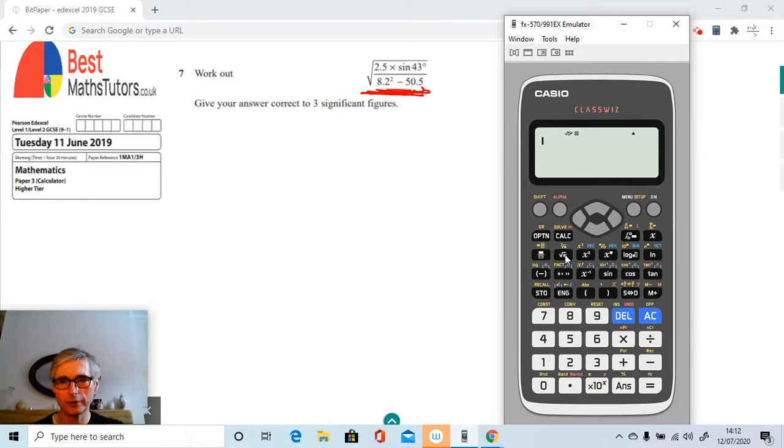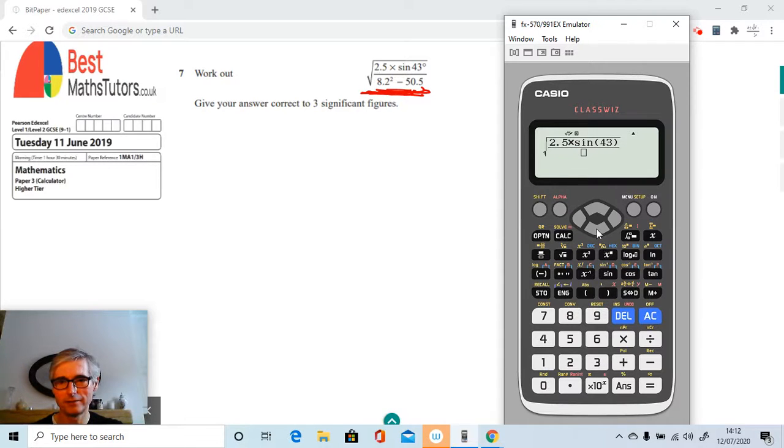So we need to press this button here, which is the square root button. And because we've got a fraction, we can just press the fraction button there. And on the top is 2.5, and then it's times sine, so we're going for our sine button there, and it's 43.